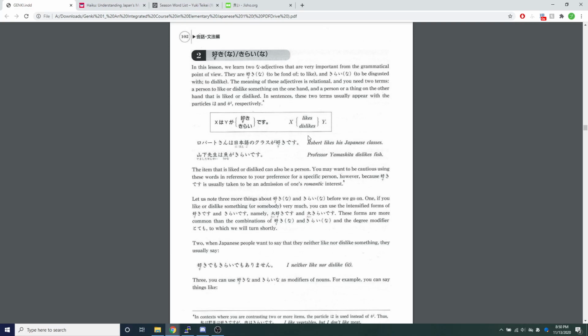So Robert likes his Japanese classes. Robato-san wa. So as for Robert, Robato-san wa Nihongo no kurasu ga. So that's marking this as the subject. This is marking the Japanese class, Nihongo no kurasu, as the subject. Ga suki desu. So because you have this ga here, it's modifying the subject here. This would be literally translated as for Robert, Japanese classes are liked, right? Kind of a really awkward sentence structure, but that is how you use adjectives in Japanese.